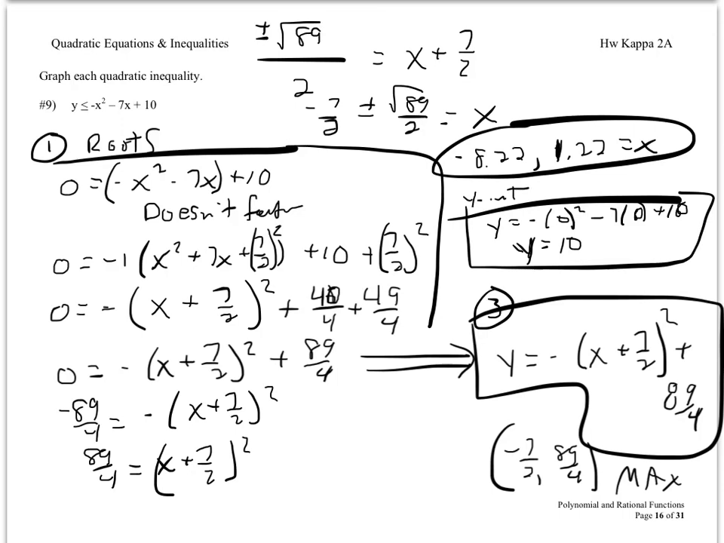Sorry, I'm getting tired. My handwriting is waning as a result of it. To sum up for this problem, my work is ridiculously organized. I apologize for that. We have x-intercepts of about negative 8.22 and positive 1.22. We have a y-intercept of 10, and we have a maximum at negative 7 halves, 89 fourths. So let's graph that.